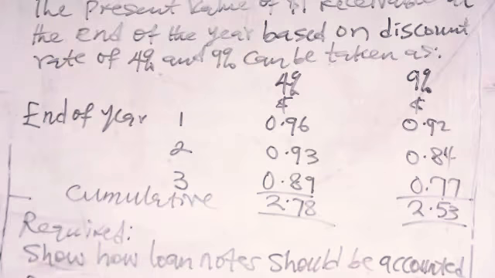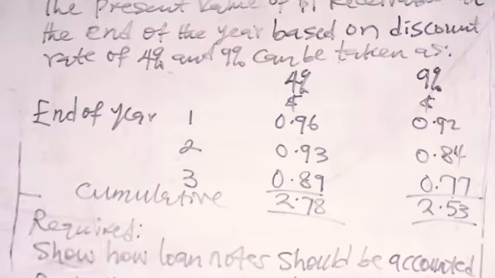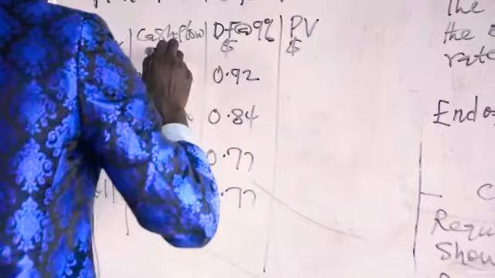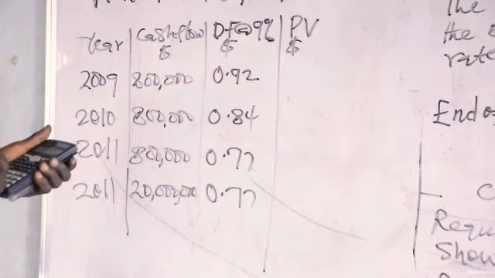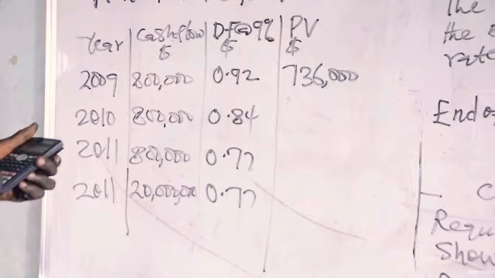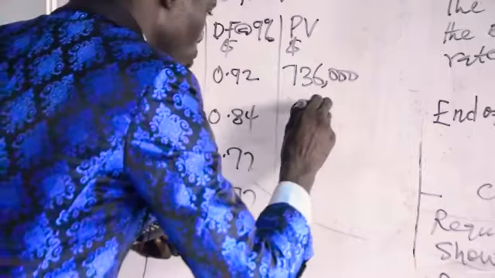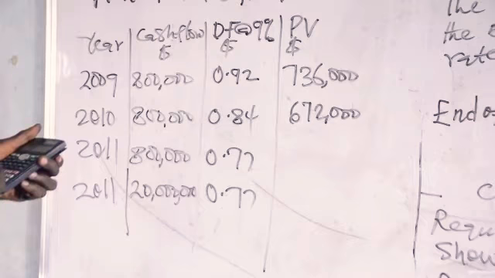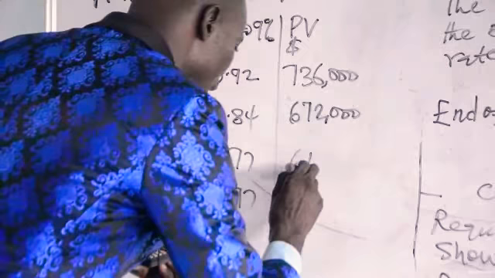In year 3, you have 0.77. So the present value of that: you have 800,000 times 0.92, and that will give us 736,000. Then we have 800,000 times 0.84, and that will give us 672,000. We have 800,000 times 0.77, that will give us 616,000.